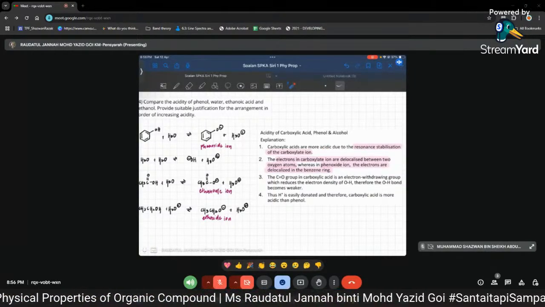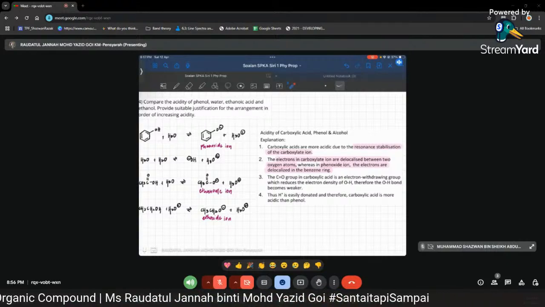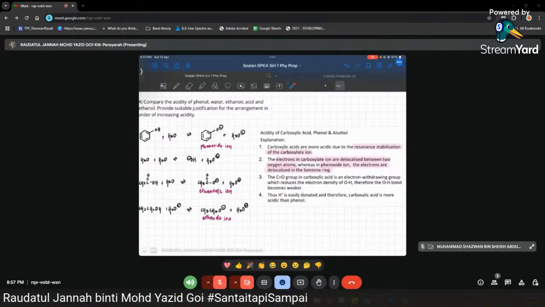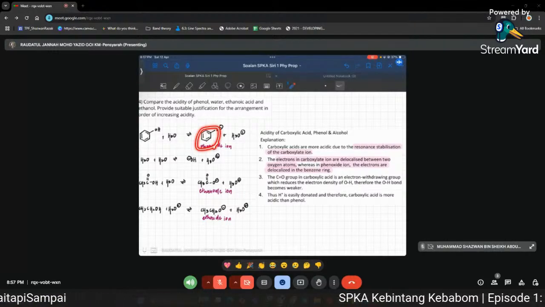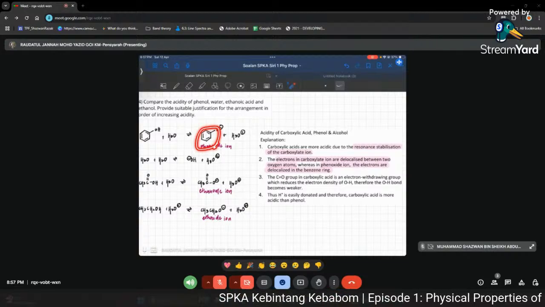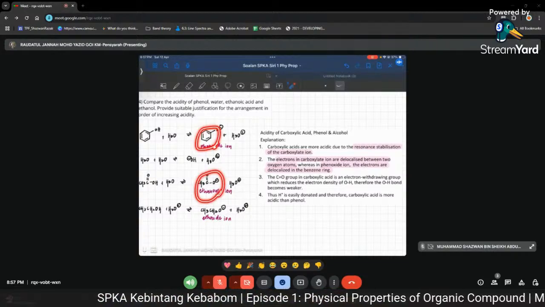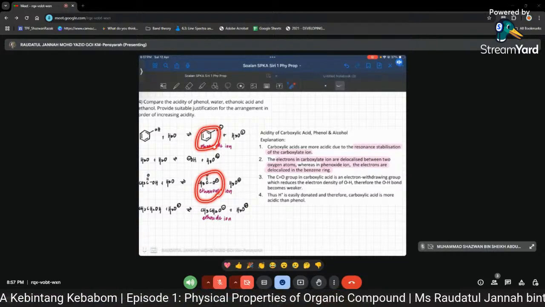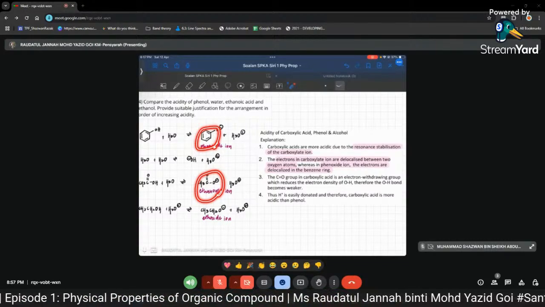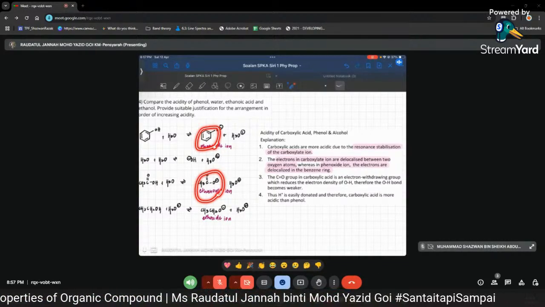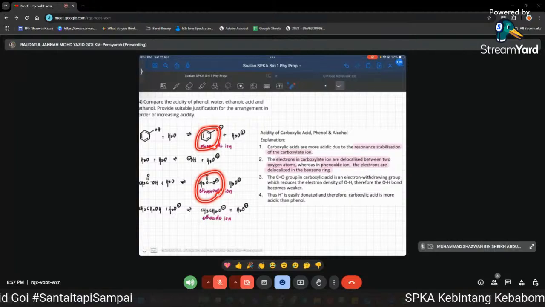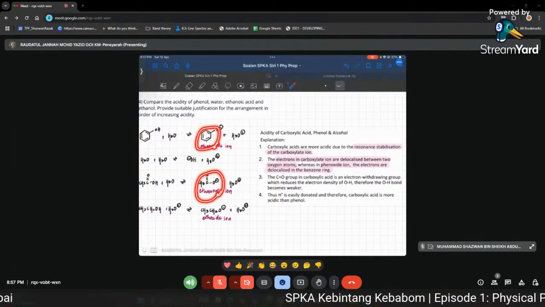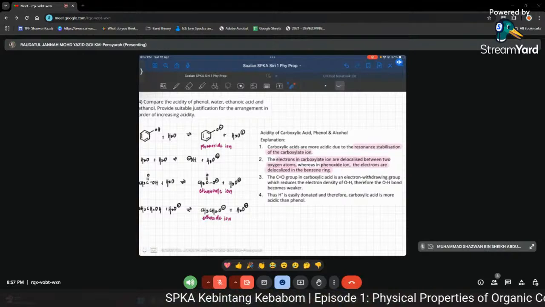Okay, walaupun both phenoxide ion dan juga ethanoate ion can delocalize its electron. But then again, bila mana you tengok you punya phenoxide ion, the electrons are being delocalized by carbon. Okay, but for ethanoate ion ataupun carboxylate ion yang kita ada kat sini, the electrons are being delocalized by oxygen. So obviously, oxygen is more electronegative than carbon. So dia lagi better at handling those delocalization. So that's why bila mana you ada carboxylic acid, it is more acidic than phenol. Okay, so that is the first thing you can consider.